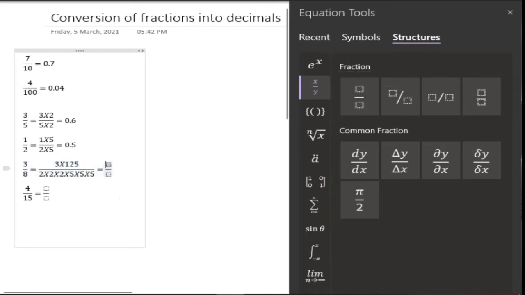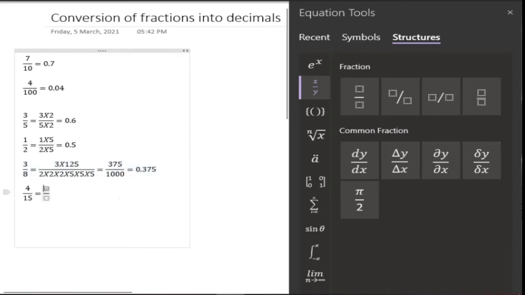a fraction whose denominator is of the form 10 raised to power 3. Now 1 ten, second ten, third ten. So this 125 into 3 is 375. And now the decimal version can be easily written like this.